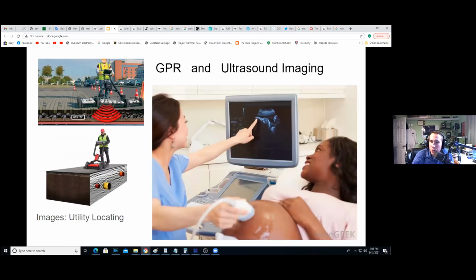But we use one of the types of tomography, GPR, and ultrasound imaging, which uses really high frequency sound waves and takes the bounce back, and they can use it to image things like the baby inside of its mother, or also ground penetrating radar to see pipes and other stuff that's buried underneath the ground.